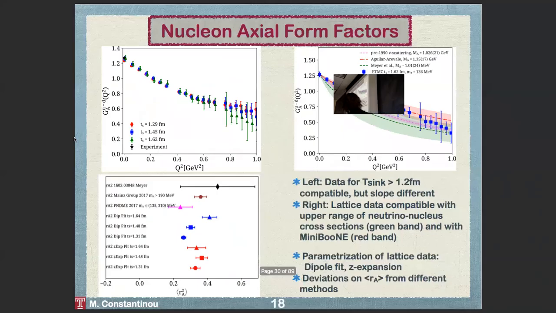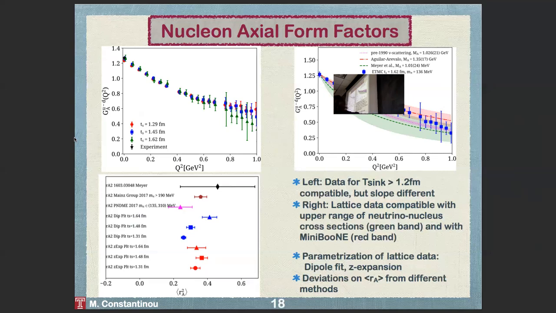Okay, so now moving to the axial form factors, the idea is similar. What changes from the electromagnetic technique is that you have to insert an axial current instead of the electromagnetic current. And that's not the end of the story, because each quantity suffers from different systematic uncertainties. So you have to make sure that the conclusions you have drawn from the electromagnetic don't influence other quantities.